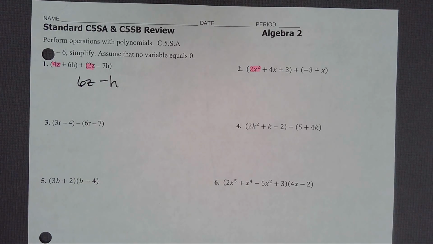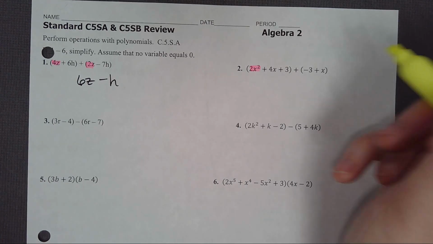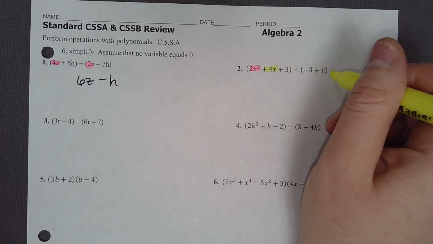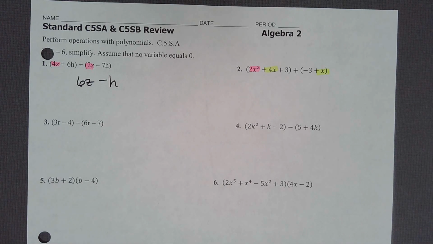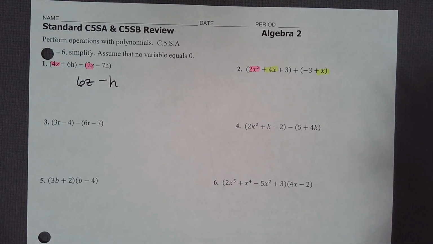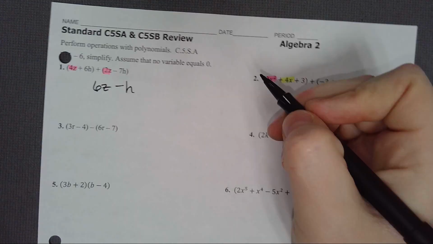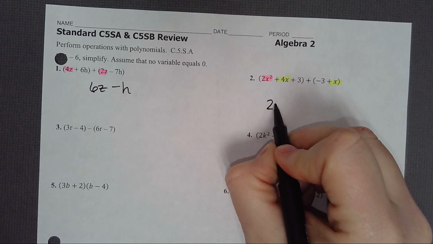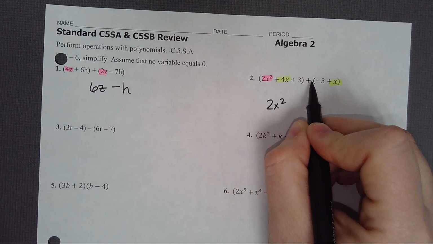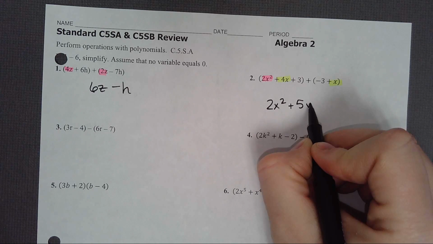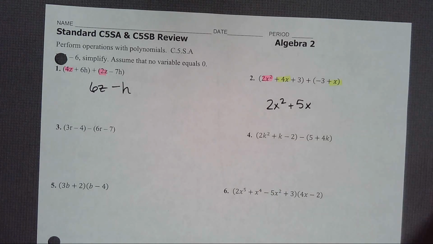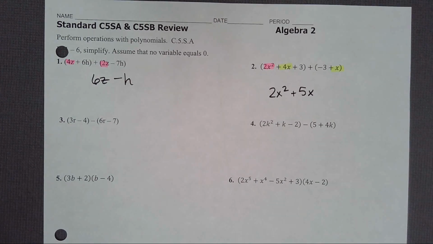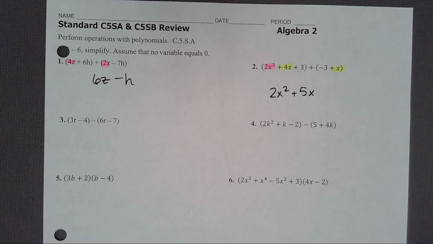On the next one, 2x squared doesn't combine with anyone. 4x hangs out with x, and then the numbers hang out together, so 2x squared. 4x plus an x is 5x, and then 3 plus a negative 3 is 0, so that would be it for that answer. On the next one, same thing.